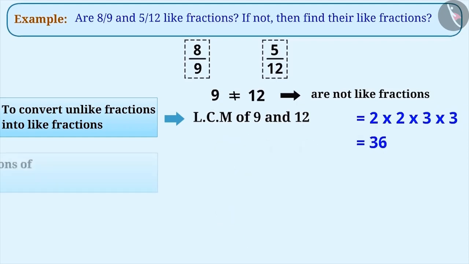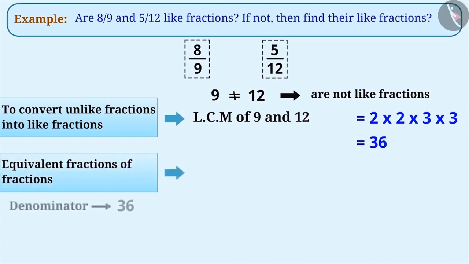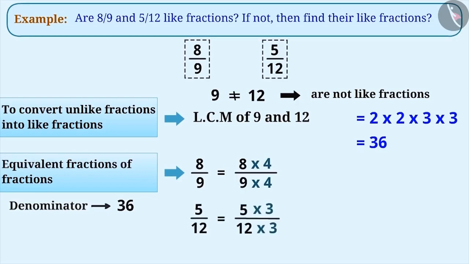After finding the LCM, we find the equivalent fractions for both fractions in which the denominator will be equal to the LCM. For this, we will multiply the numerator and denominator of 8 by 9 by 4 and the numerator and denominator of 5 by 12 by 3. Thus, we will get the equivalent fraction of 8 by 9 as 32 by 36 and the equivalent fraction of 5 by 12 as 15 by 36.